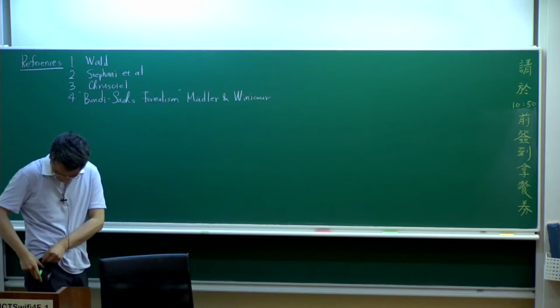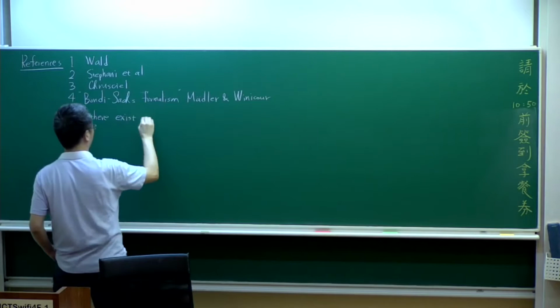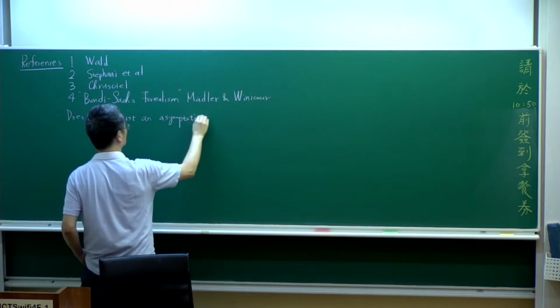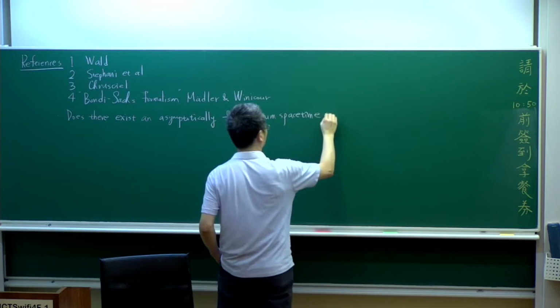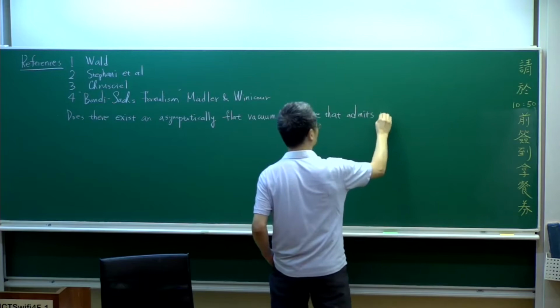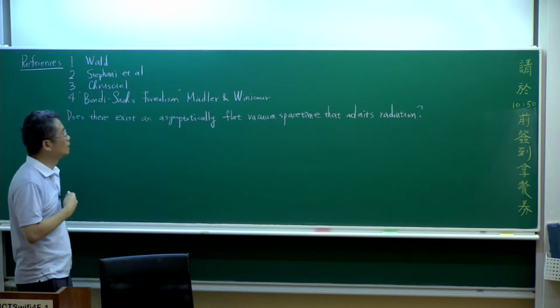And one of the questions that we're interested in is the following. Does there exist an asymptotically flat vacuum space-time that admits radiation? And of course, the existence is guaranteed. But today, I want to talk about the simplest example of this type.